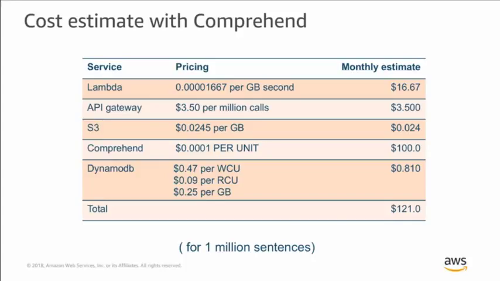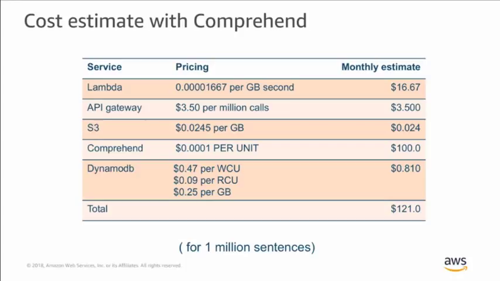S3 is 2.4 cents per GB. I'm going to assume it's going to take a GB to store 1 million sentences. That comes to around 0.02. And Comprehend is per unit, and that comes to around $100. And the last is DynamoDB, the database store. That comes to around 81 cents per month. And the total for this whole month comes to around $121.